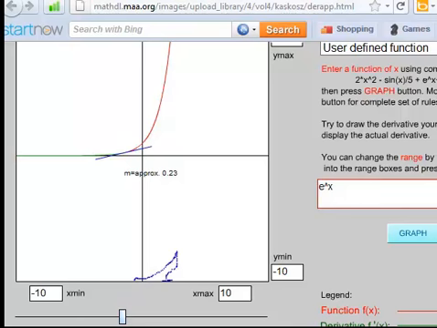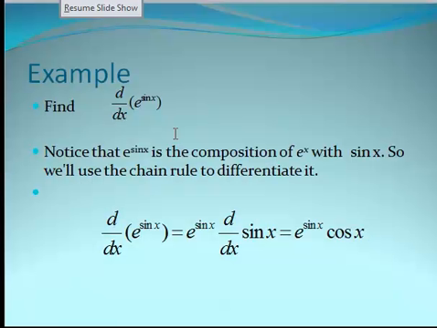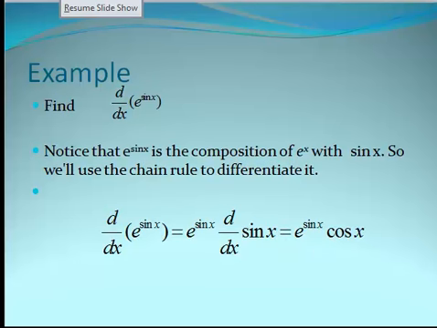Okay, so just a reminder example: find the derivative of e to the sine x, and we would use the chain rule to differentiate here. You'll see these kinds of things, so this is a good reminder. The derivative of e to the sine x is just e to the sine x times the derivative of what was upstairs, which is cosine x. So it's e to the sine x times cosine x.